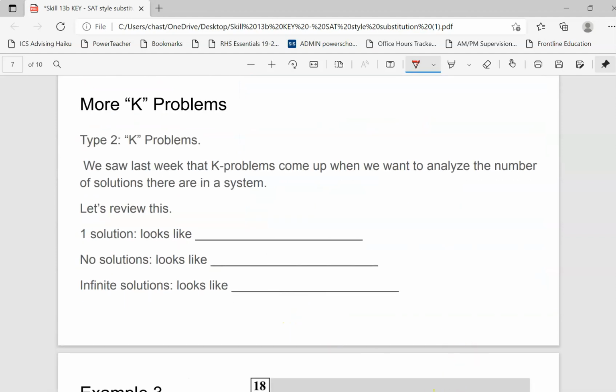So we can also see some k-value type problems like we saw in the last lesson, well, 2 lessons ago actually. So K problems, remember these come up a lot when we want to analyze the number of solutions that there are in a linear system. So let's remind ourselves what we get. If there's one solution, it looks like x equals a number or y equals a number. No solution will look something like 0 equals another number. And infinite solutions will look like 0 equals 0.